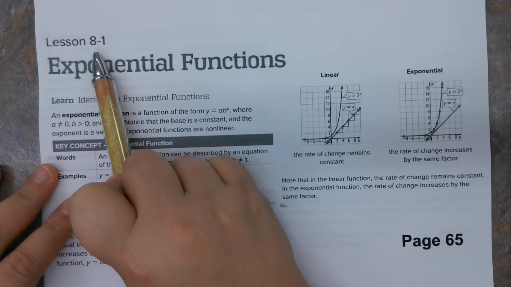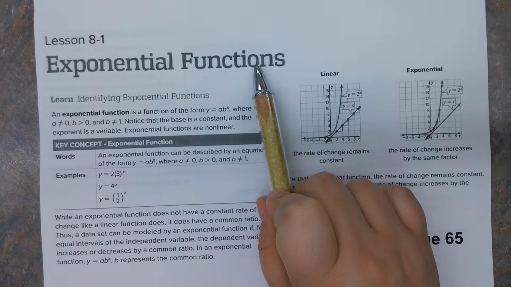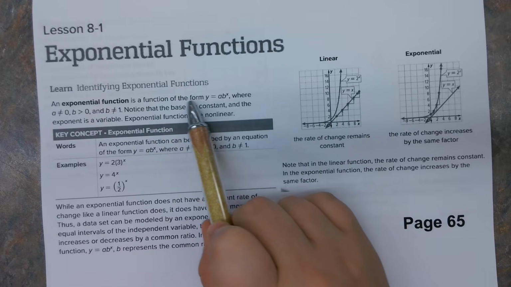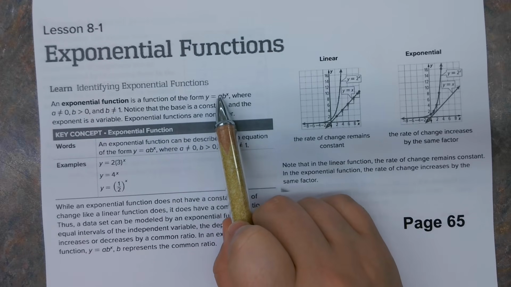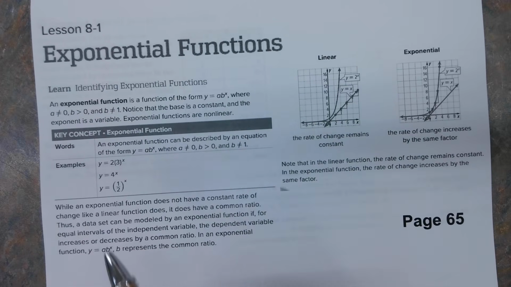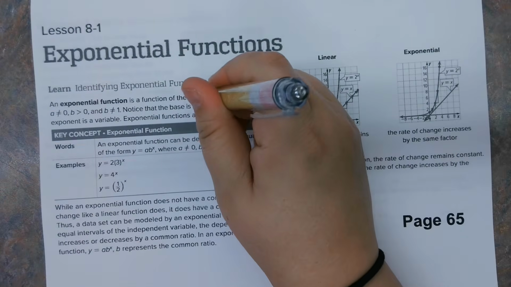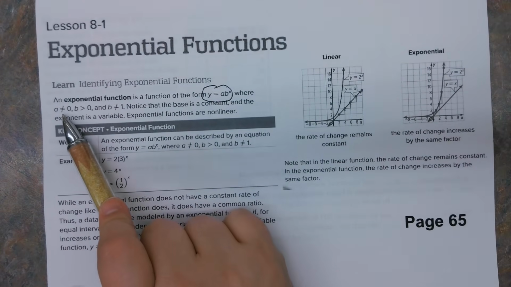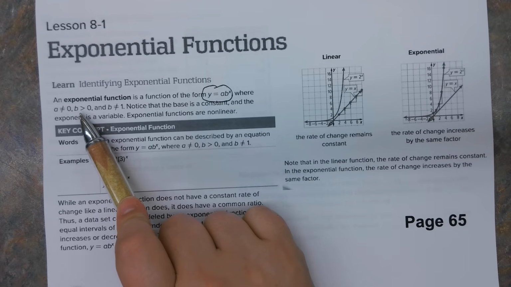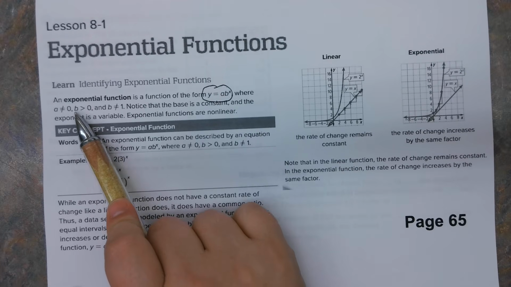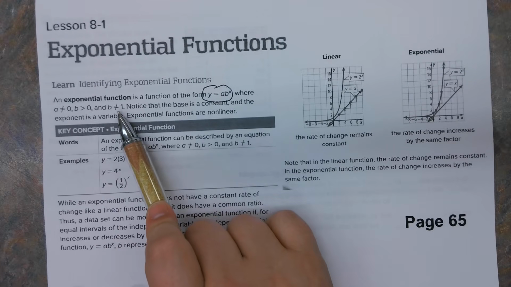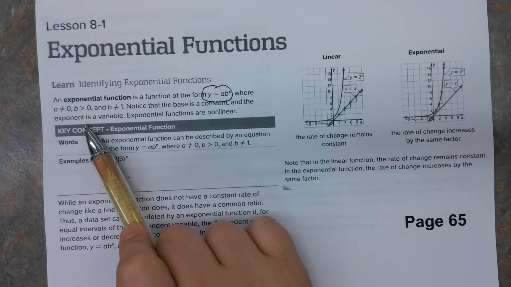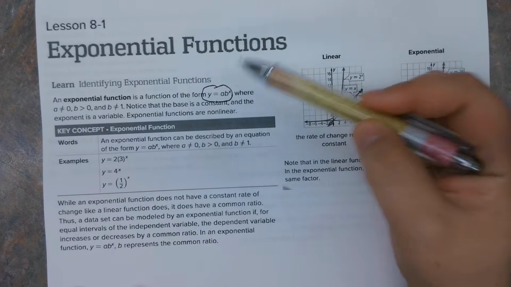We're doing lesson 8-1, exponential functions. An exponential function is a function in the form of y equals a b to the x power. So this is the form of an exponential function. A has to be greater than 0 and cannot be 0, B must be greater than 0 and cannot equal 1. So the base is a constant, and the exponent is a variable.